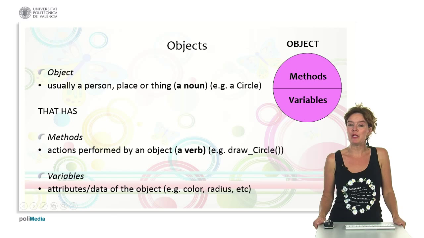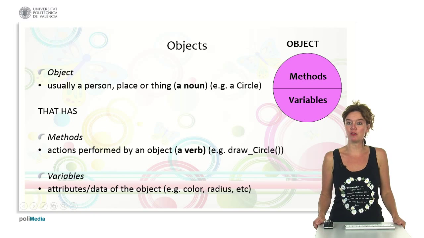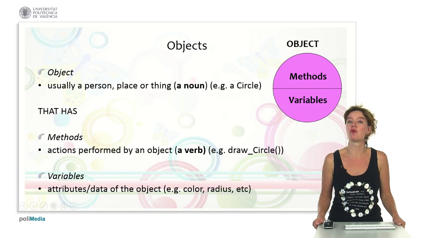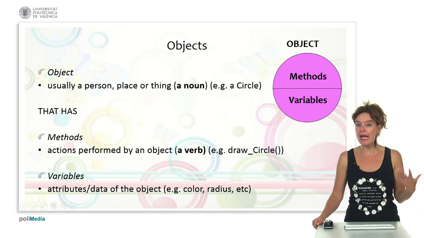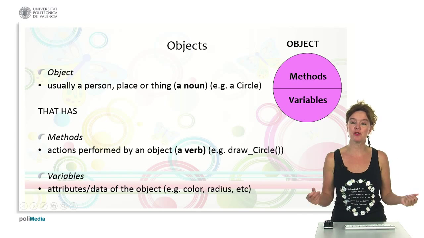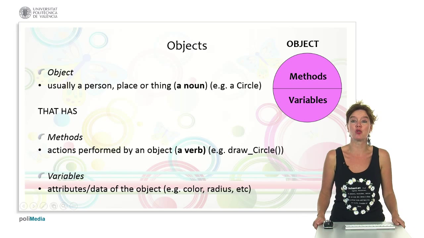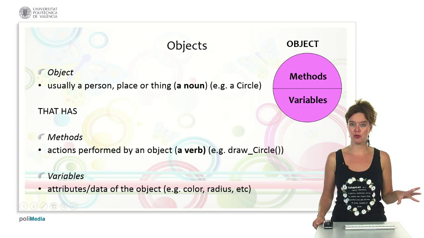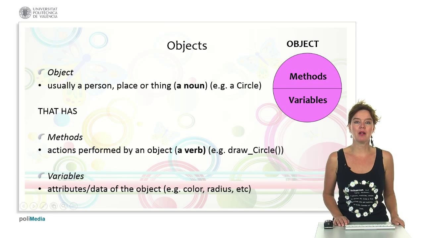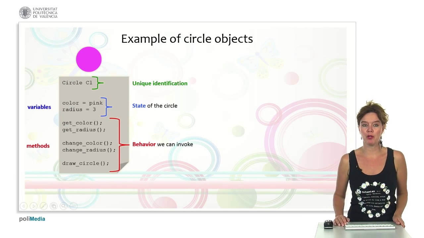Actions that we can perform on a circle, or things we want to do with a circle, are, for example, draw it. So we can have a method in the circle called draw circle. And variables of a circle, attributes that give properties to the circle, can, for example, be its color or its radius, that indicate properties of the circle. So let's look at that from a programming point of view.